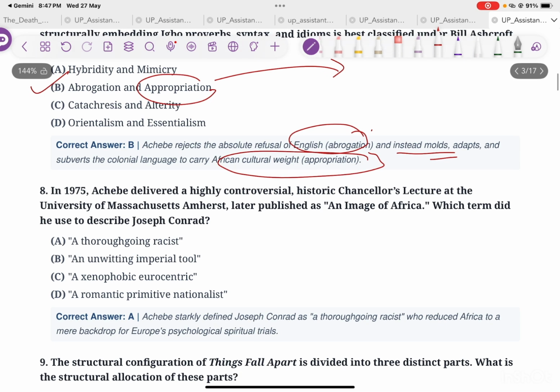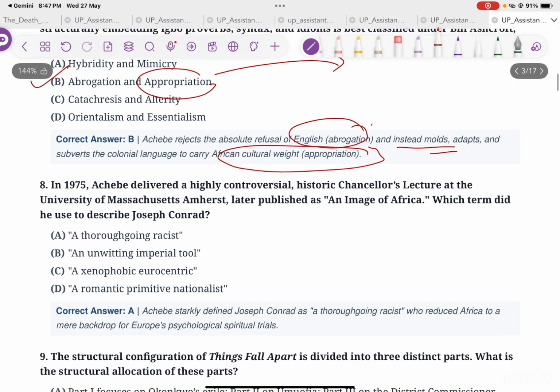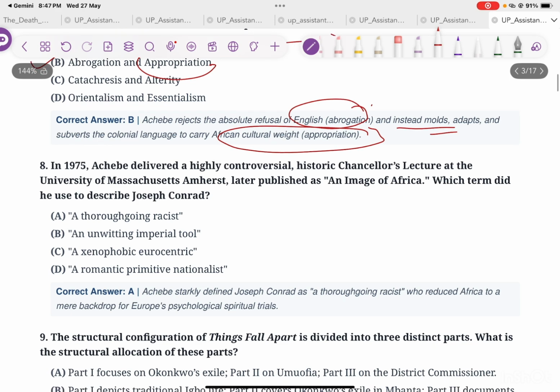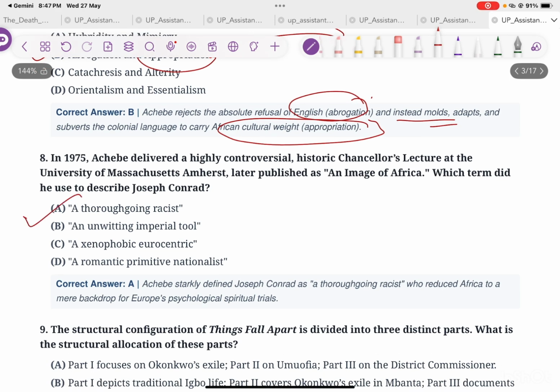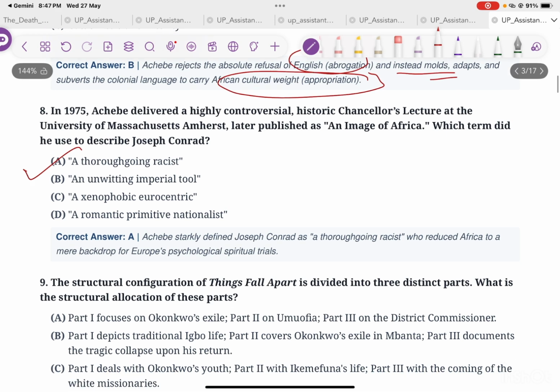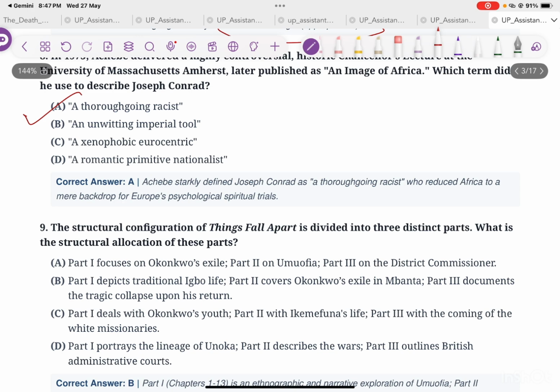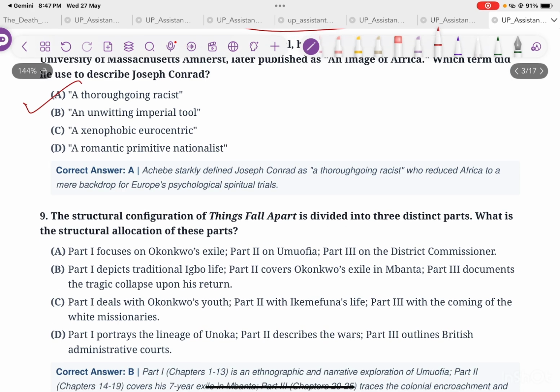So in 1965, Achebe delivered a highly controversial Chancellor's lecture at the University of Massachusetts, Amherst, later published as An Image of Africa. Which term did he use to describe Joseph Conrad? A thoroughgoing racist. Okay. The structural configuration of Things Fall Apart is divided into three distinct parts. So, the answer is the first part depicts the Igbo life, and the second part covers his exile in Mbanta.